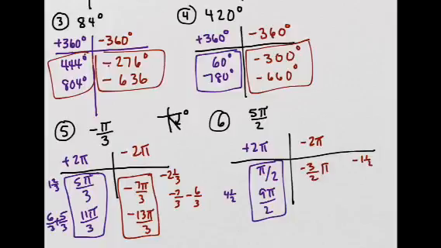So I'm going to take that negative 3/2 and I'm going to subtract 2. Well, in terms of halves, 2 is 4/2. So that gives me negative 7 pi over 2. So these are the closest negative angles that are coterminal to 5 pi over 2.